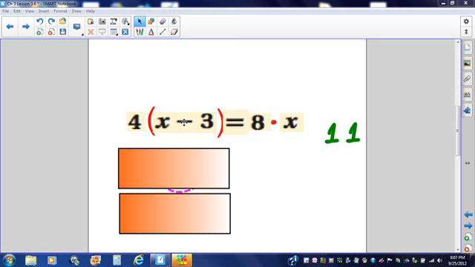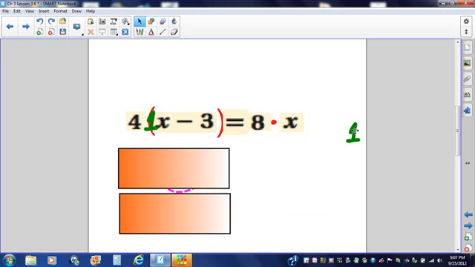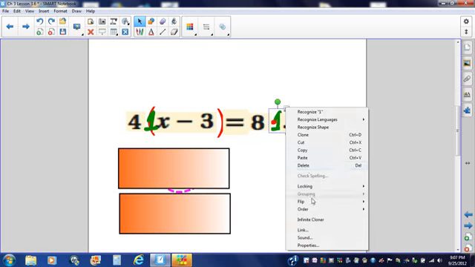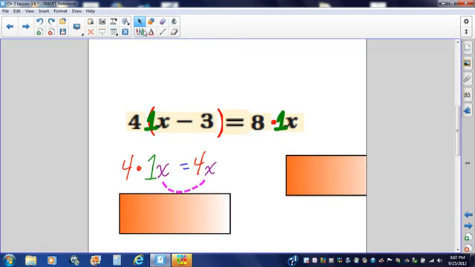All right, so here is my equation. We should remember by now that there is an invisible 1 here in front, and that there's an invisible 1 in front of this x. There we go. Now I am going to distribute. So I have 4 times 1x. 4 times 1 is 4.